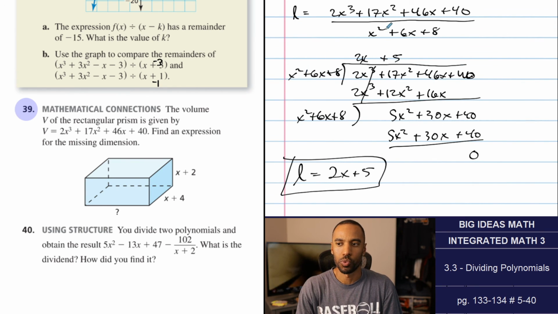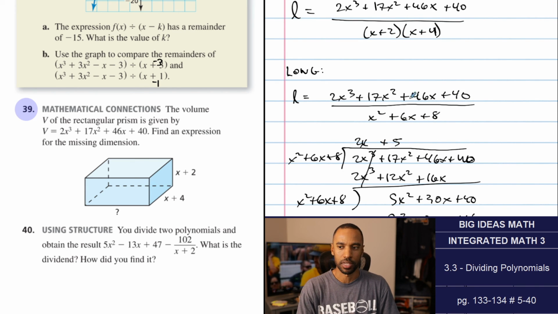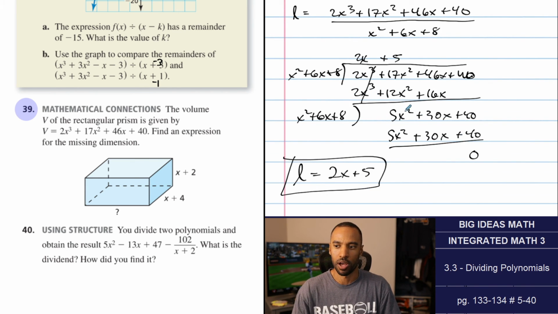If you want to do it in one fell swoop, it's best to multiply that out. That was a very quick thing to work out there. Long division wasn't super long. I guess that wasn't terrible.